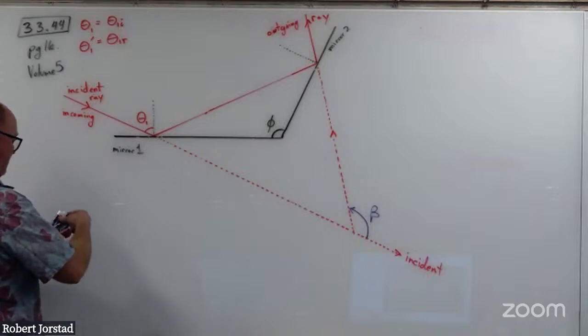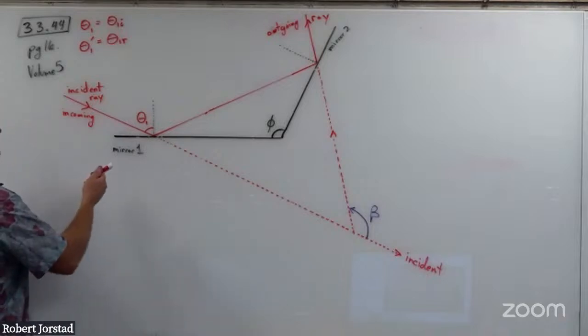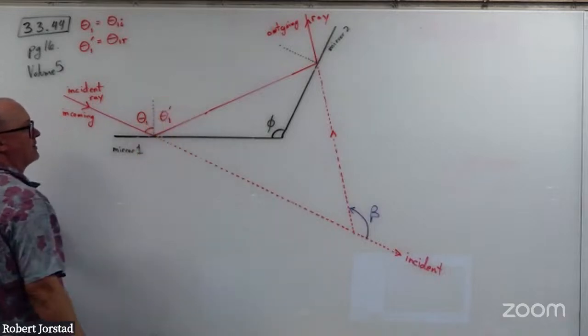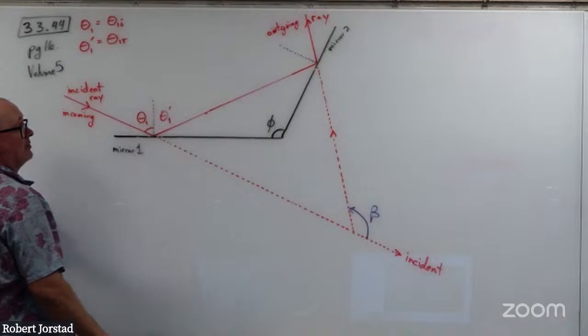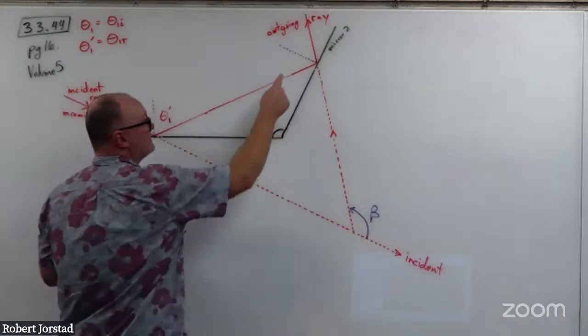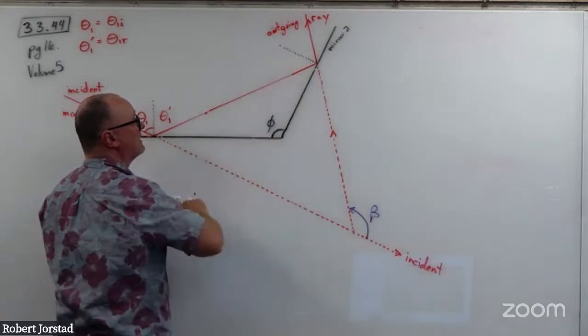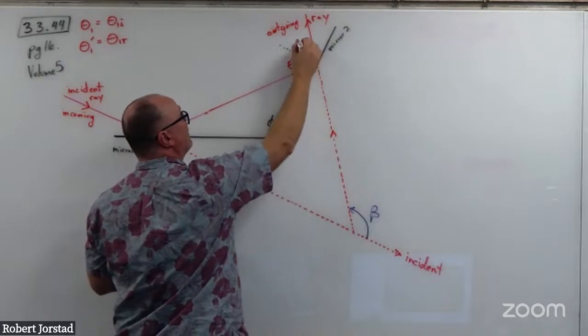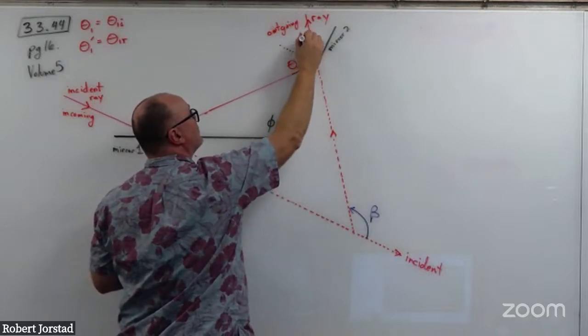Let's label some angles here. This should be theta one reflected, which I'm going to call theta one prime. Now I want to label theta two, the incident angle for mirror two. Think, it's to the normal, not this angle here. So this is theta two, and I'm going to call this theta two prime.